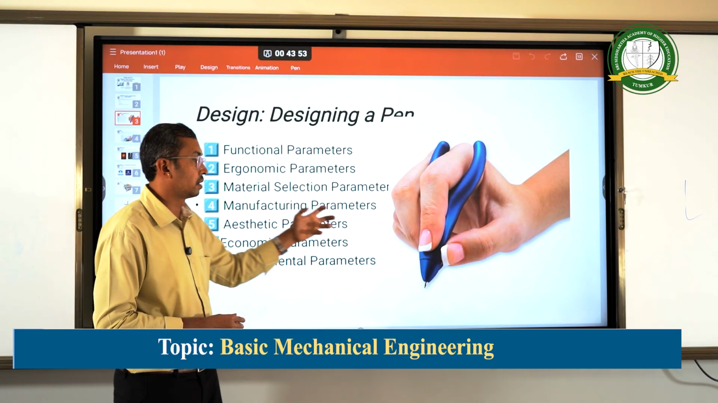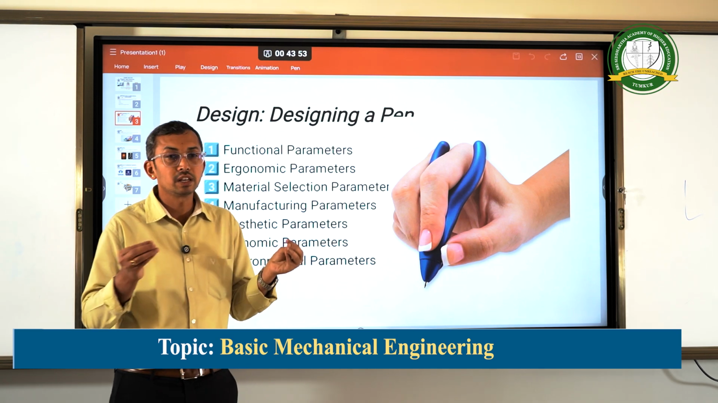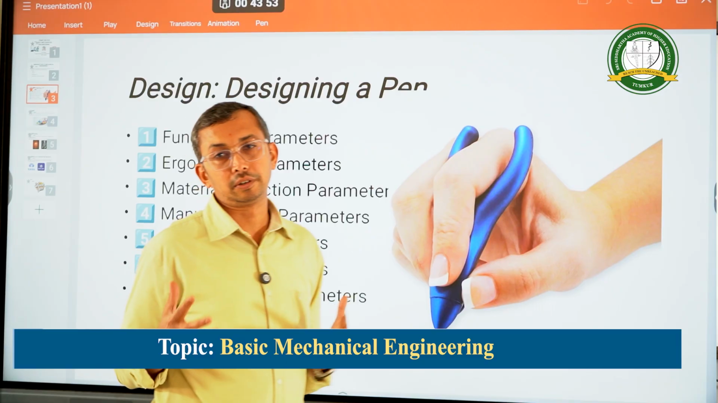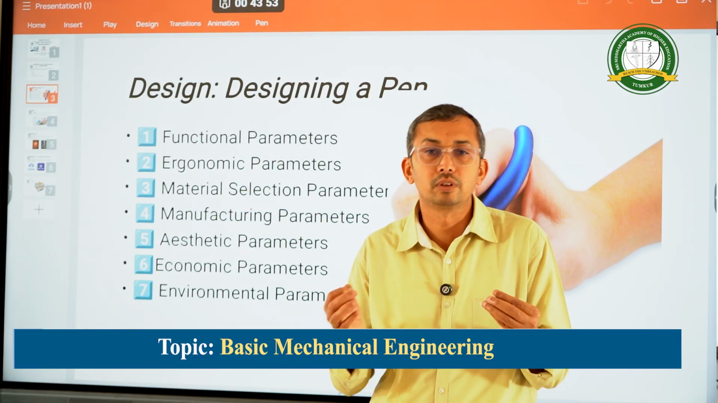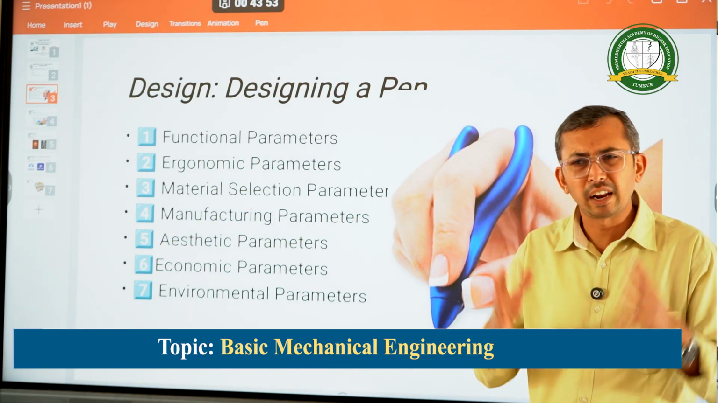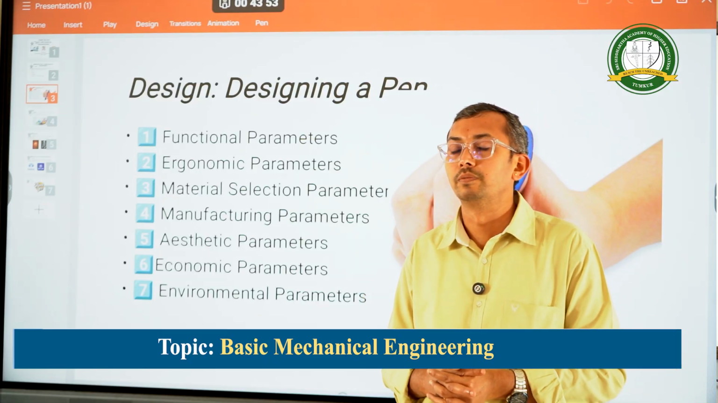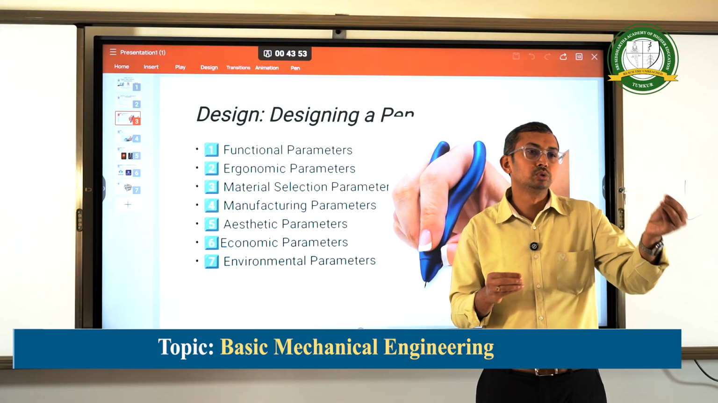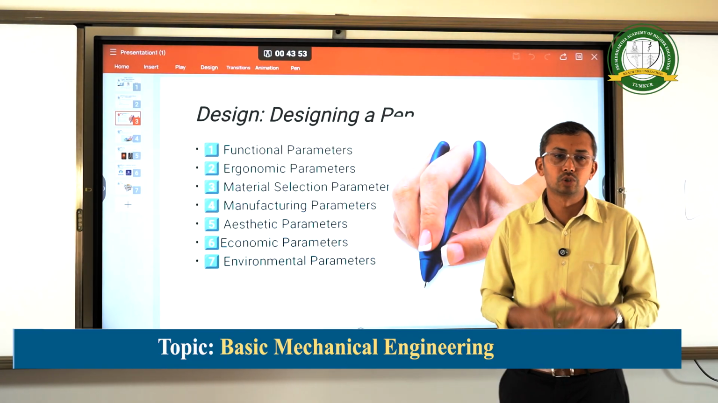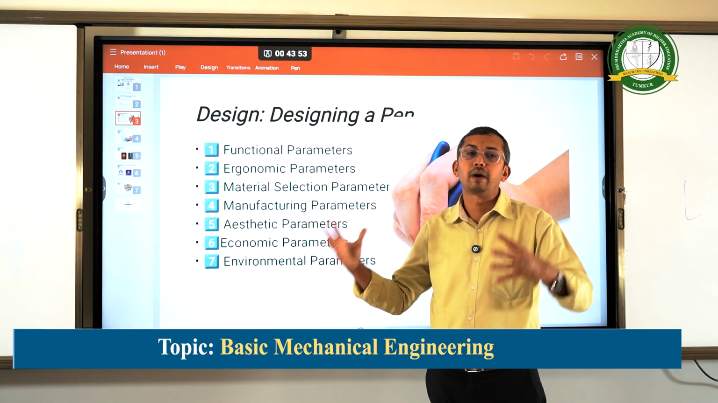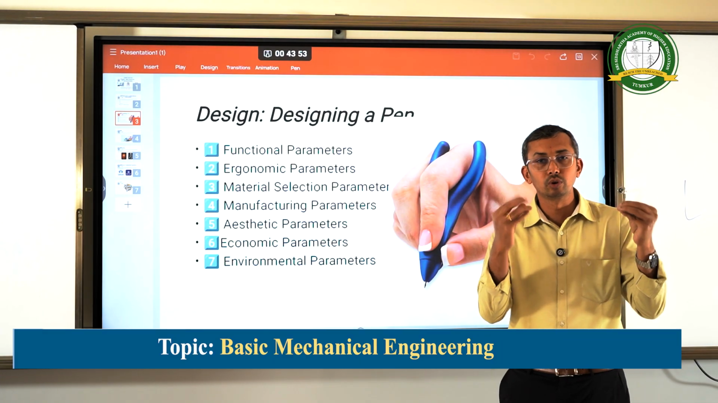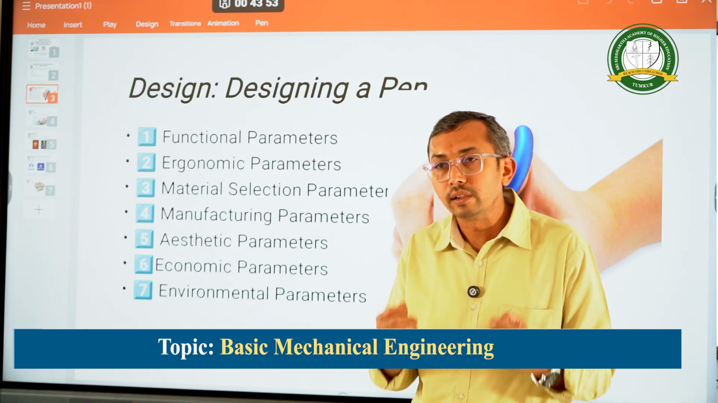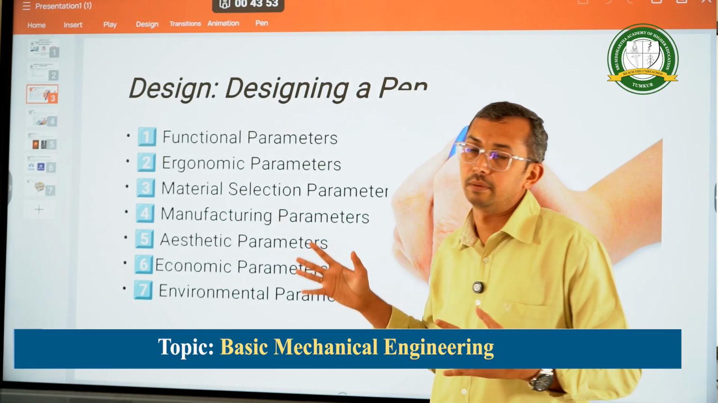Next, aesthetic parameters. Aesthetics plays a very important role in how the customer is going to choose a product. In the market, there are wide varieties of pens available. As a customer, if I go to the shop, how am I going to choose a pen? The main thing is the aesthetic parameter: appearance, how it is going to look, and how it is going to feel when you hold the pen. All this comes under the aesthetic parameter.